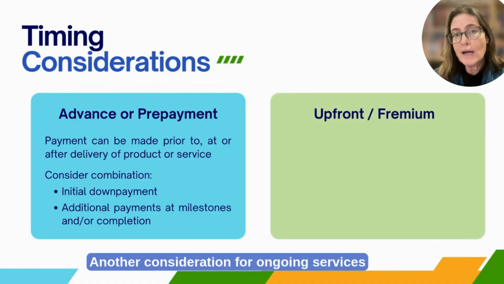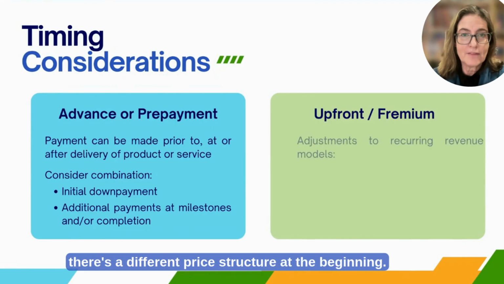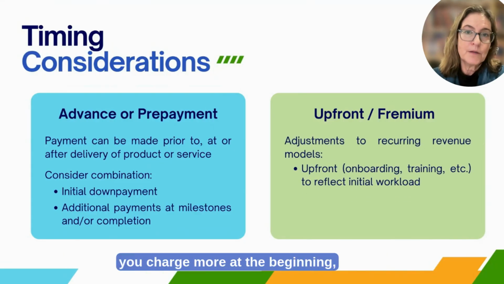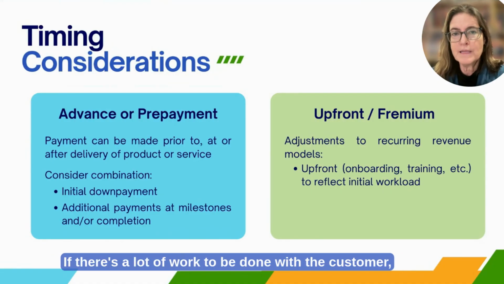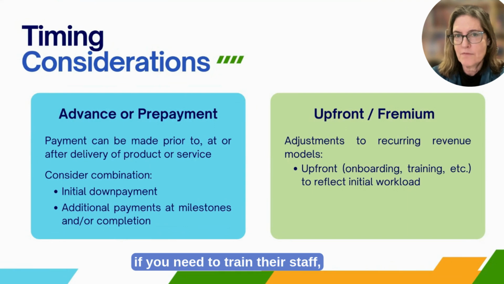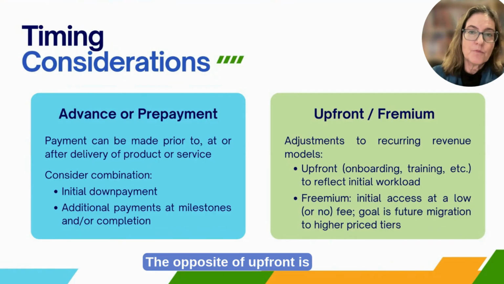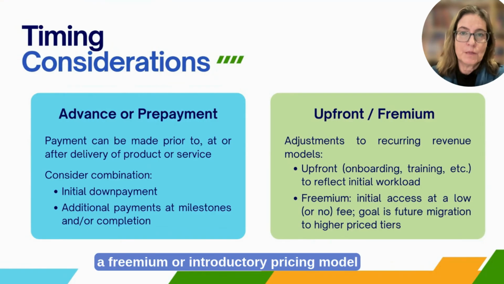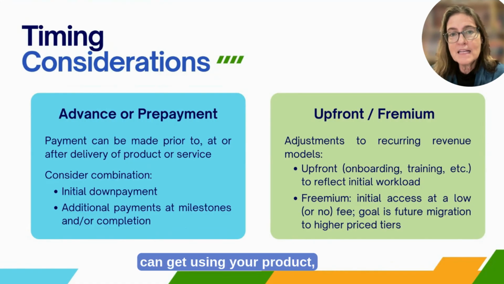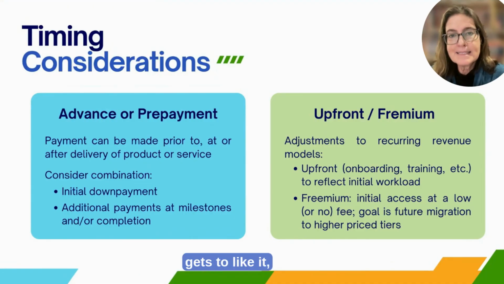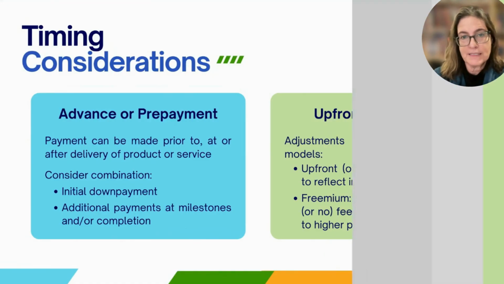Another consideration for ongoing services like subscriptions or memberships is whether there's a different price structure at the beginning. In an upfront model, you charge more at the beginning, particularly if you're going to do a lot of customization, if there's a lot of work to be done with the customer, if you need to train their staff. That's a time commitment and you want to be paid for it. The opposite of upfront is a freemium or introductory pricing model, where you charge little or nothing at first with the idea that if the customer can get using your product, gets to like it, over time you can upsell them or they'll migrate to a higher price tier.